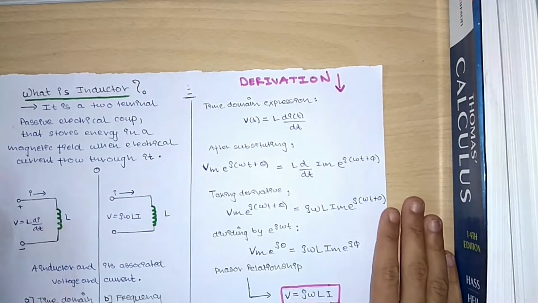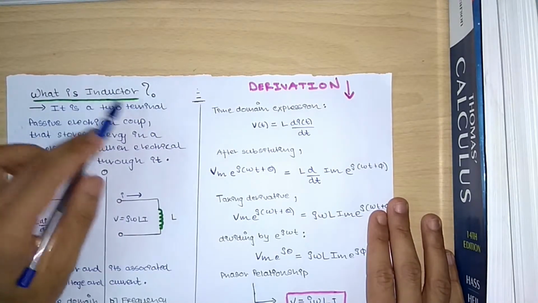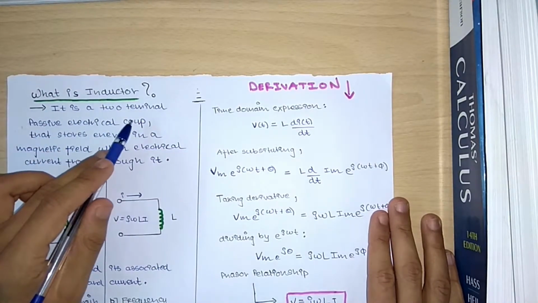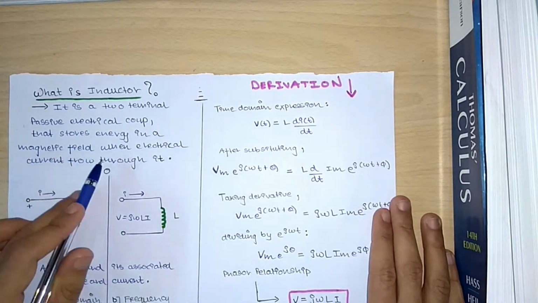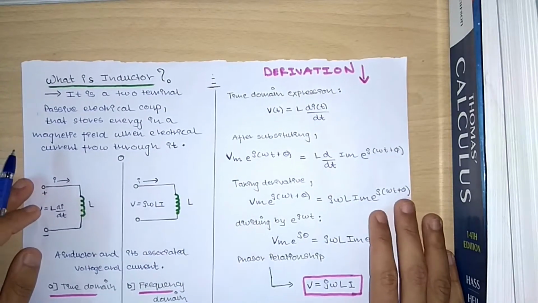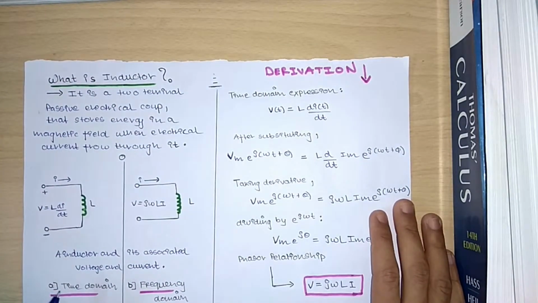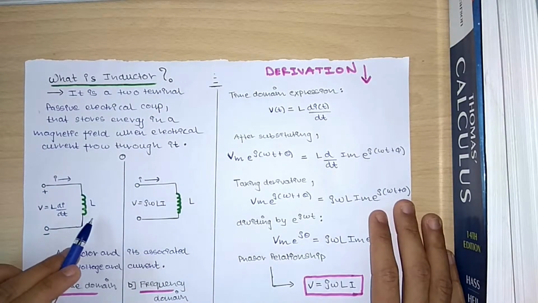The next element of a circuit which we will be deriving is an inductor, which is a two-terminal passive electrical component that stores energy in a magnetic field when electric current flows through it. In the same way, the time domain and frequency domain are being described in here.